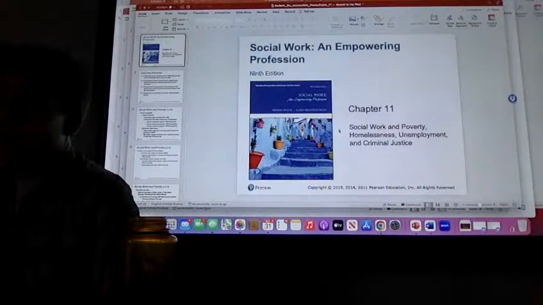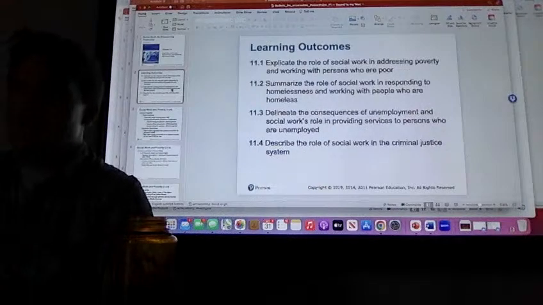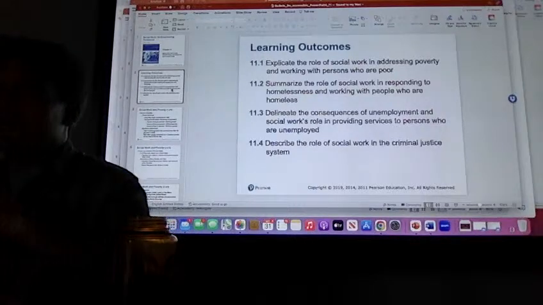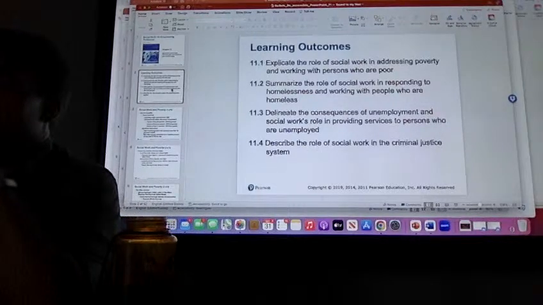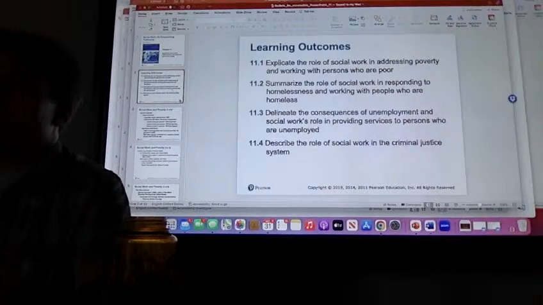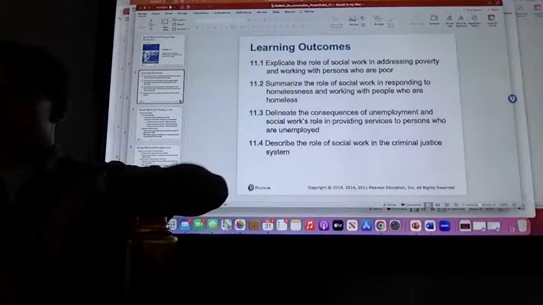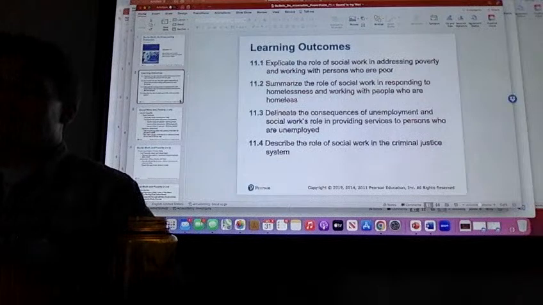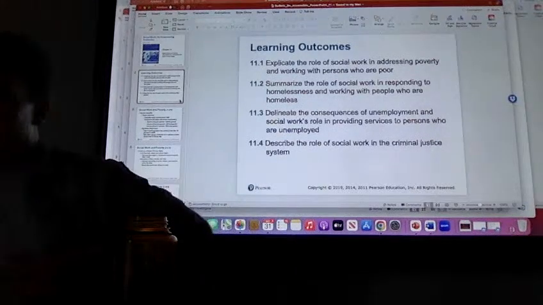So in the book, social work, poverty, homelessness, unemployment, and criminal justice. So in this chapter, you guys get all these, but how does social work address poverty and working with persons who are poor? Summarize the role of social work in responding to homelessness and working with people who are homeless. Delineate the consequences of unemployment.